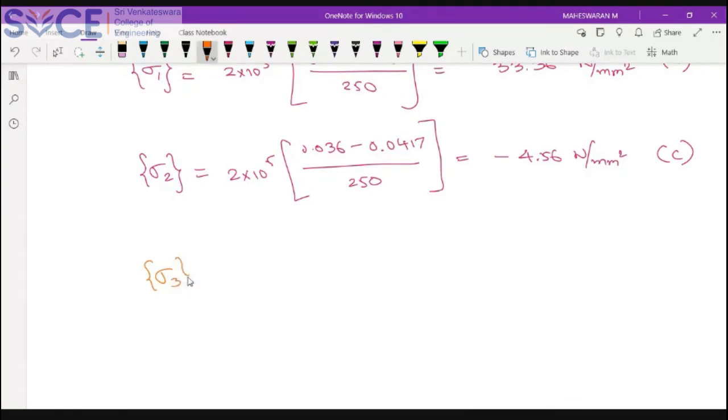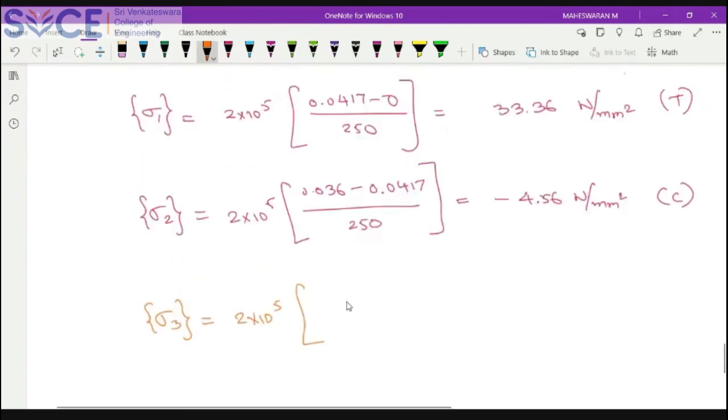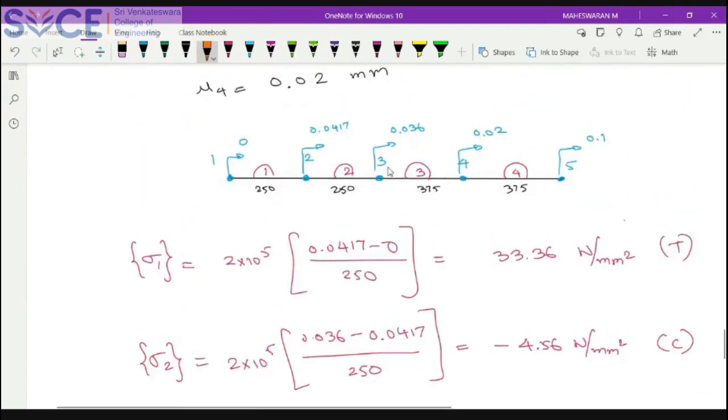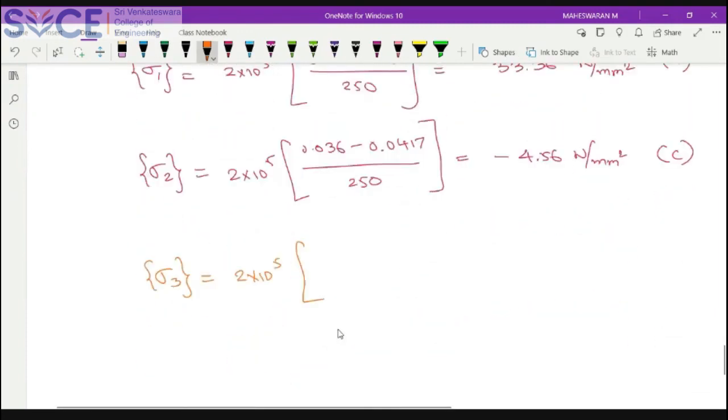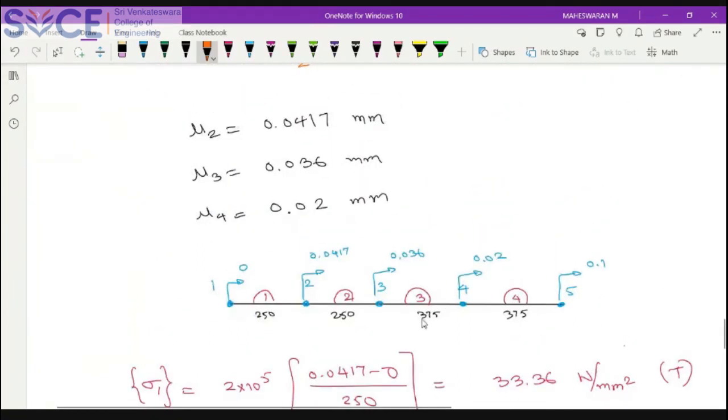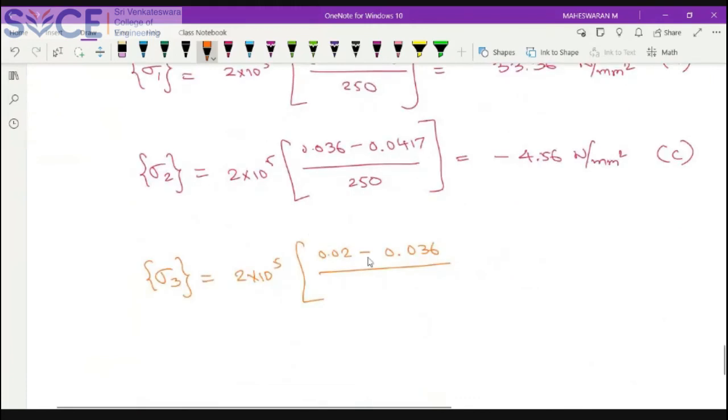Stress in the third element, 2 into 10 power 5, same procedure. U4 minus U3, so 0.02 minus 0.036, divided by length. Length is 375 now. You get minus 8.53. Are you getting this? Check it out. Yes, sir.